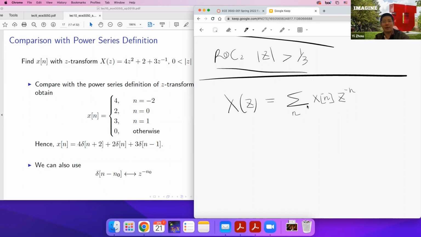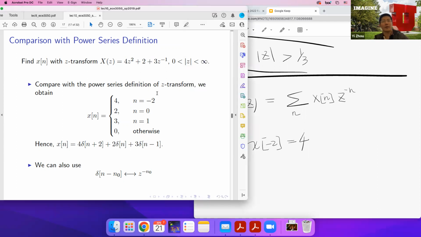Right, so we can see that, for example, here we have Z to the power of 2. So that means when n equals -2, we have Z to the power of 2. And at that time, the corresponding coefficient is x[-2]. And from this equation, we know that the corresponding coefficient is given by 4. So we can derive x[-2] is 4. Okay. So when n equals -2, we have 4.